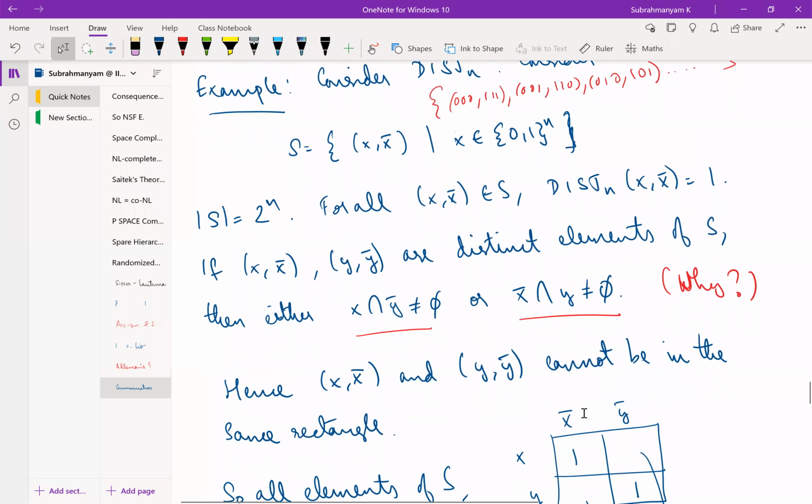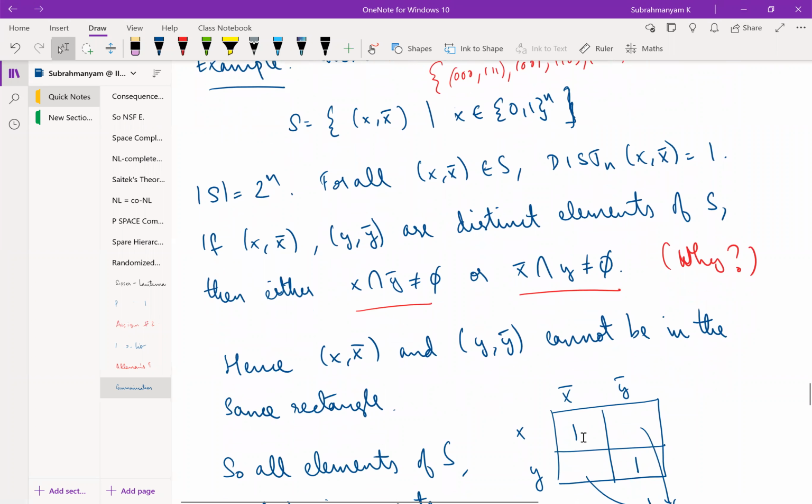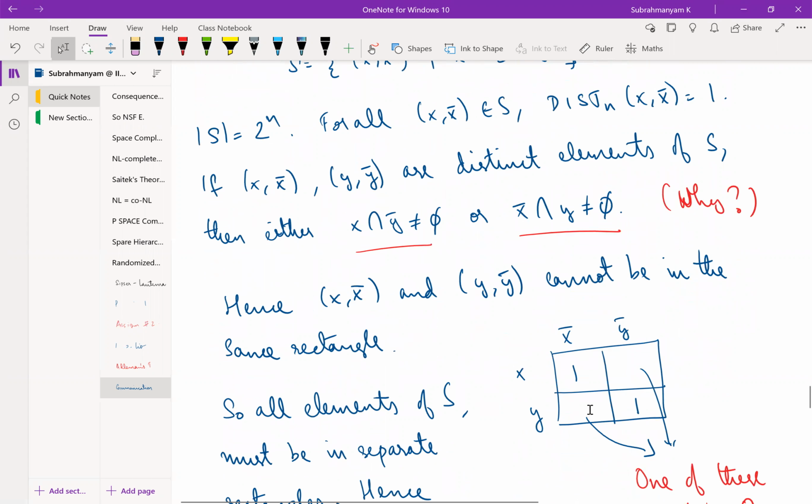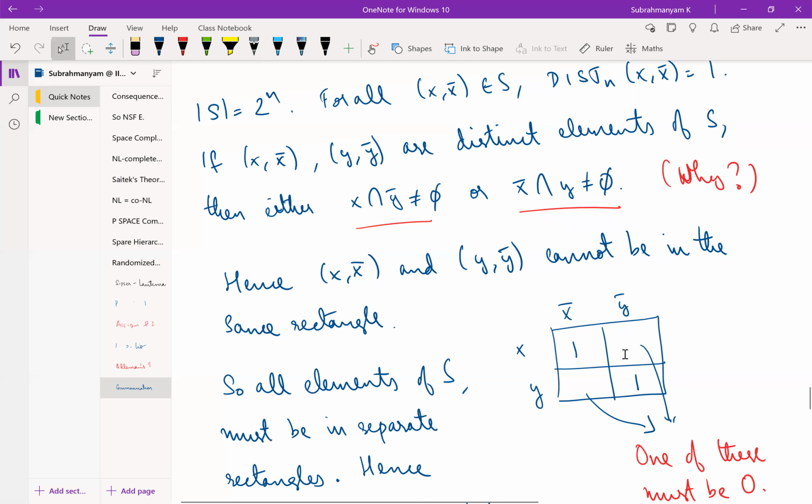This means x and x bar are disjoint, y and y bar are disjoint, and at least one of them, x bar and y, or x and y bar, has to be intersecting and will not be disjoint. So this entry or this entry will be zero. It's possible that both of these can be zero, but we know for sure that at least one of them has to be zero. What does this tell us? This tells us that this entire thing cannot be in one rectangle, because one of them has to be zero. So they can be in one rectangle, but that rectangle cannot be a monochromatic rectangle. So it cannot be a rectangle at a leaf.